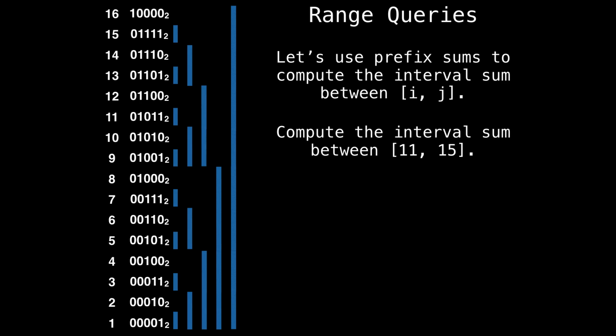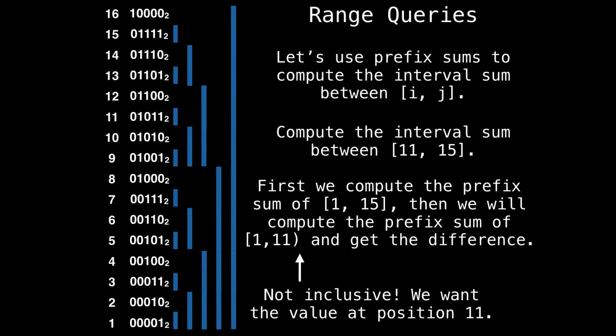So let's calculate the interval sum between, say, 11 and 15. So the idea is we're going to calculate the prefix sum of 15 and 11. So we're going to calculate the prefix sum of 15, and then we're going to calculate the prefix sum up to 11. But notice that we're not going to calculate up to 11 inclusive, but exclusive, because we want the value at 11.